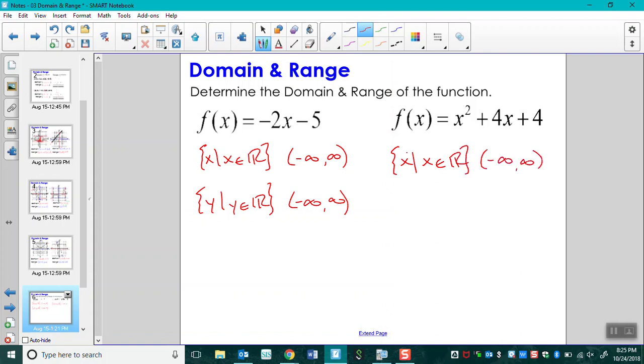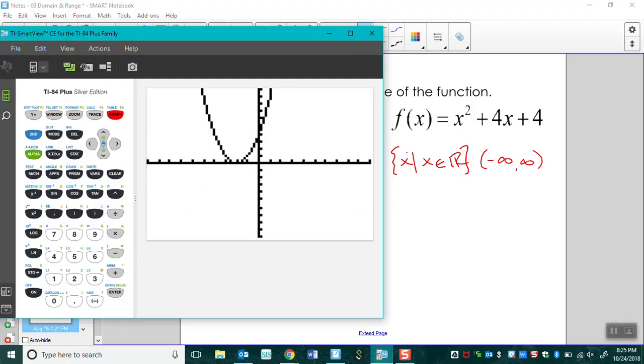But now we need to think about our range. If I look at this graph, I see that it has a definitive bottom point. There are no values beneath this point. So we need to figure out what that bottom point is. The way that you can do this on your calculator is to find the minimum.